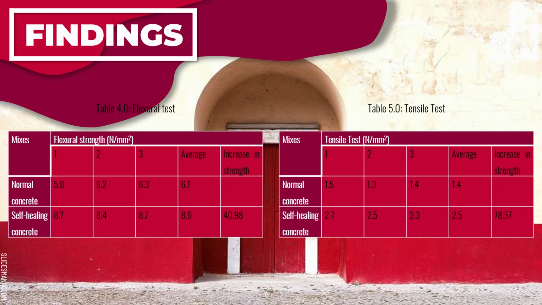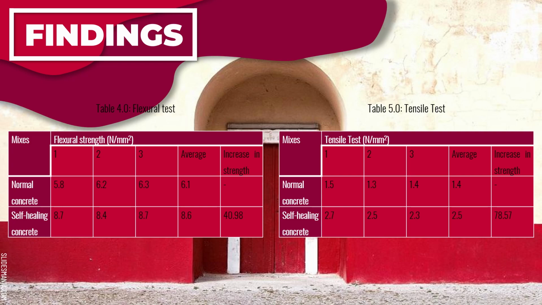Table 4 shows the results of the flexural test. By comparing the results of the normal concrete and self-healing concrete, using the data that have been obtained, the flexural strength of the self-healing concrete is higher compared to the normal concrete. The presence of the bacteria in the concrete mix has increased the flexural strength by 40.98% because of the healing process helping the concrete heal.